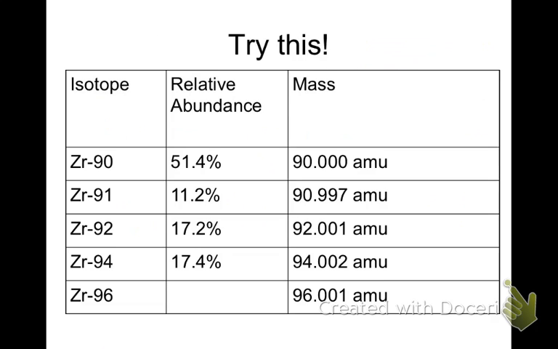So what I would like for you to do now is to try this. This is the isotopes of zirconium. So what you have here are the 5 different isotopes, the percent relative abundance or the natural abundance, and the mass of each isotope. So what I would like for you to do is to use this data to calculate the average atomic mass.